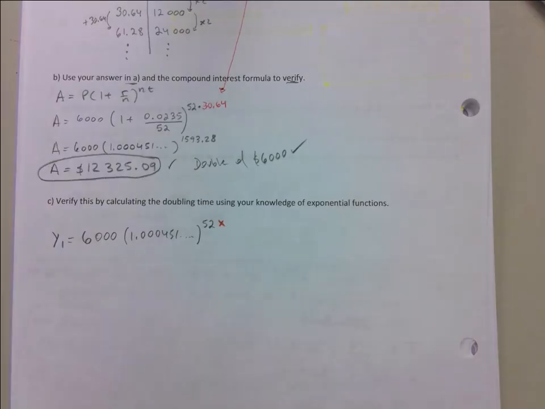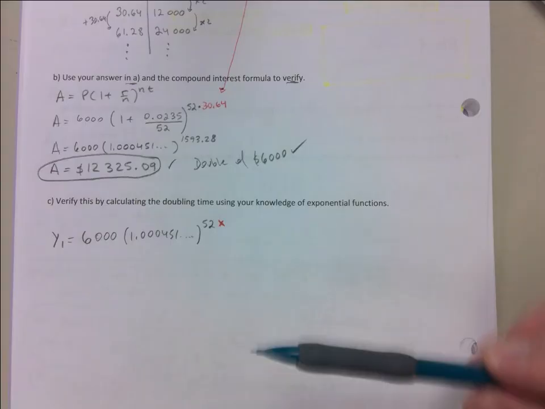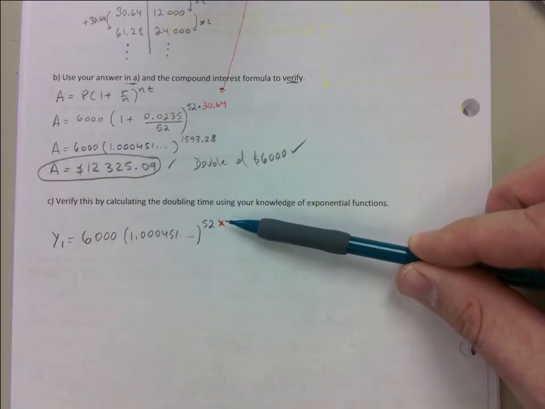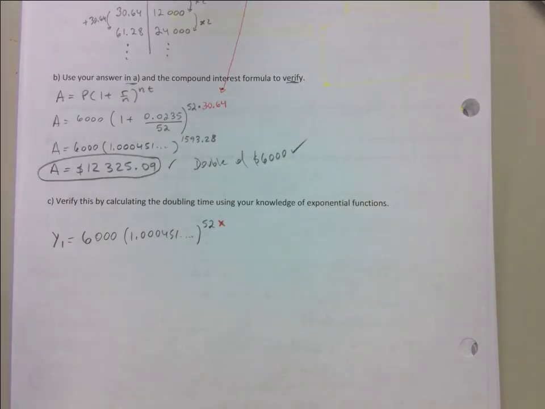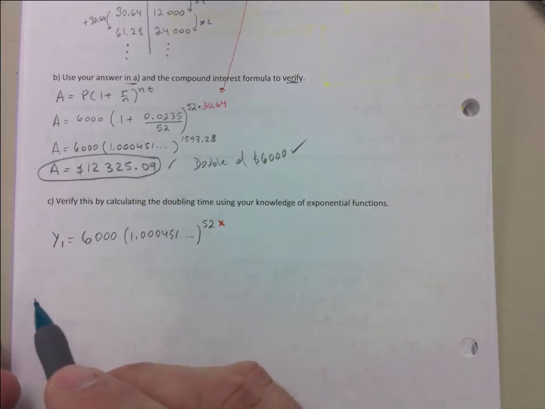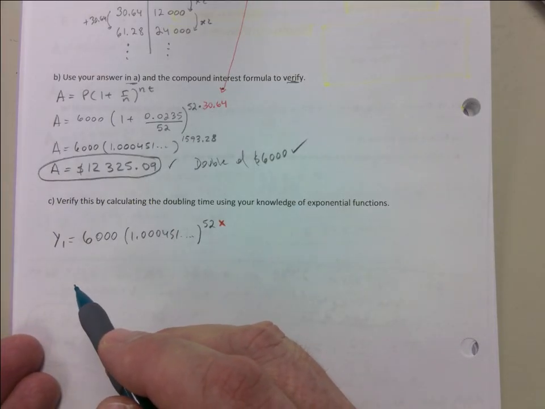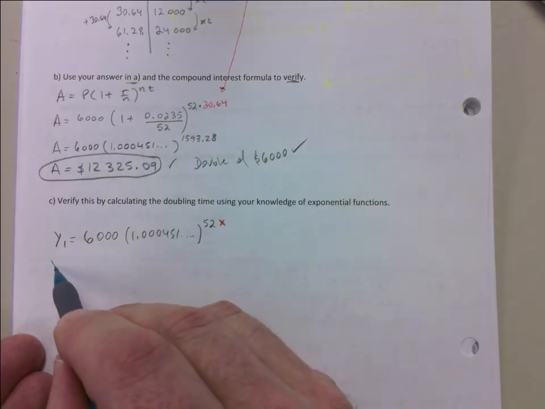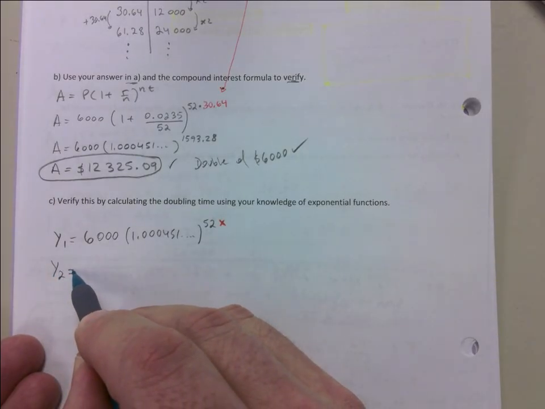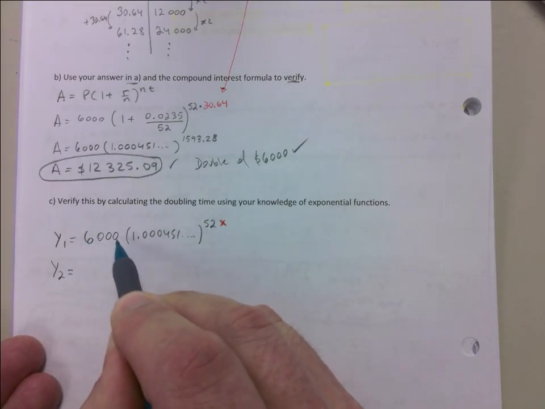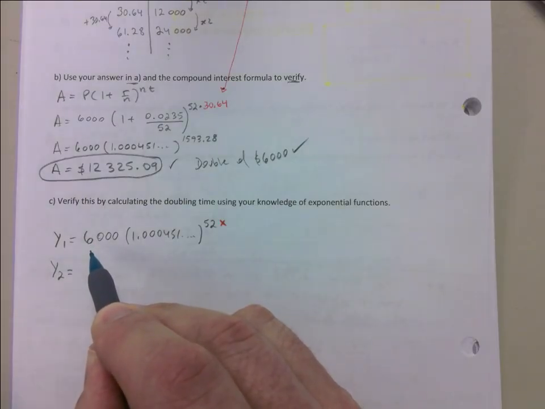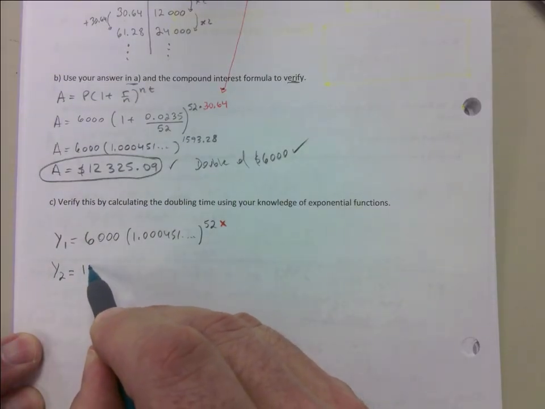Is this an exponential function? Yes. How do you know? X is in the exponent. Okay. How did I do doubling time when I gave you exponential functions? What did we do to figure out the doubling time? y2 is equal to, how much do we start off with? 6,000, right? What's double that? 12,000.